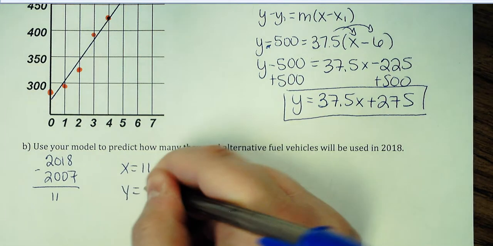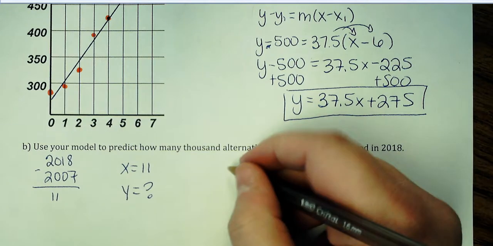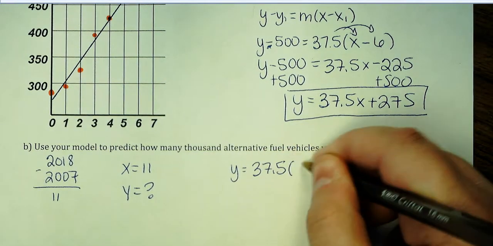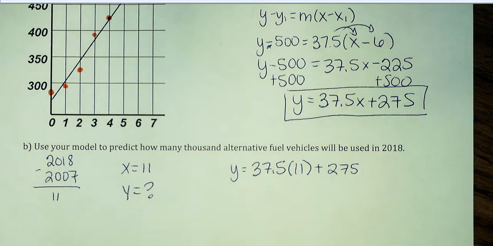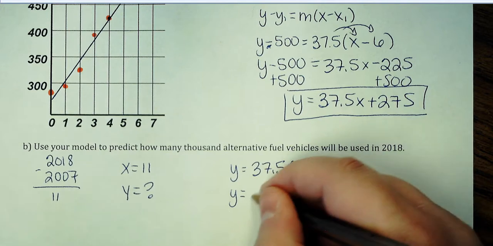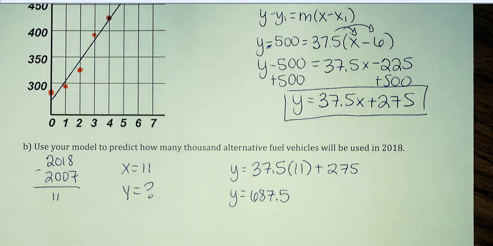They want to know how many thousand alternative fuel vehicles there are going to be, and so we'll just use our trend line to get us an estimate. So 37.5, plug in 11 for x, and then plus 275. And remember, this result is in thousands, and I'm just calculating this real quick. So we would predict based on our trend line 687.5 thousand alternative fuel vehicles in 2018.